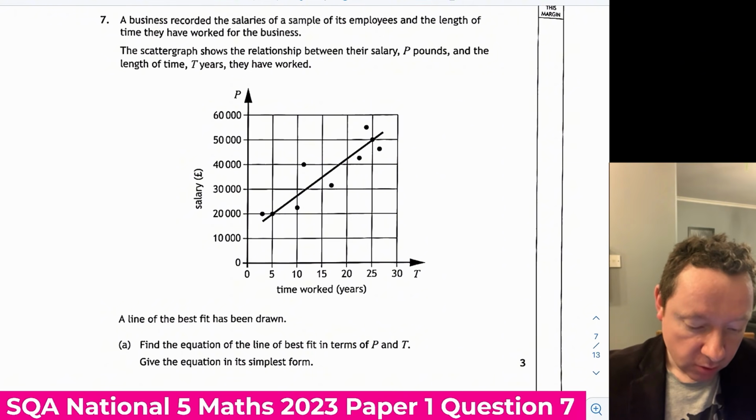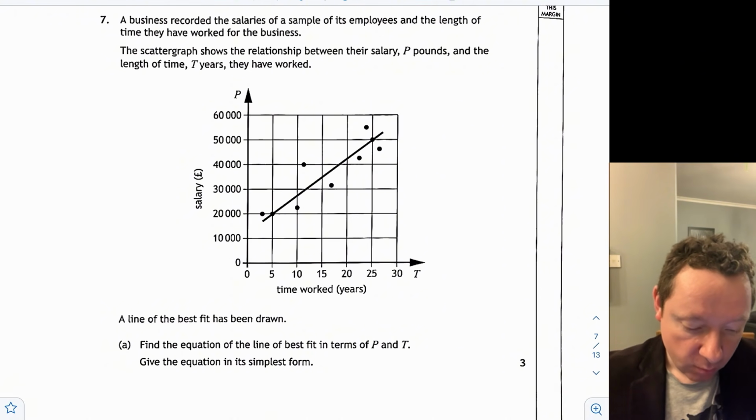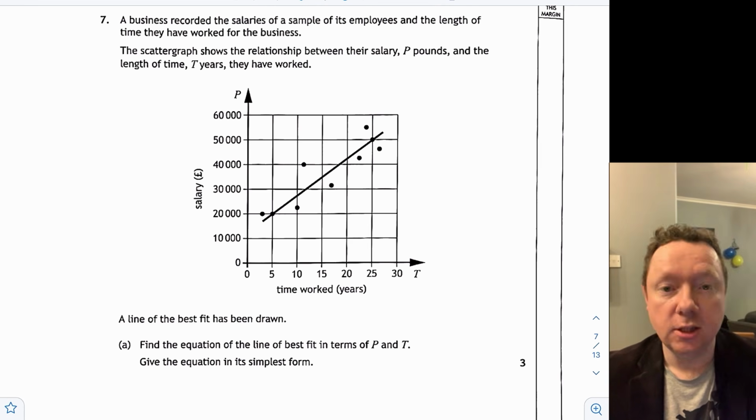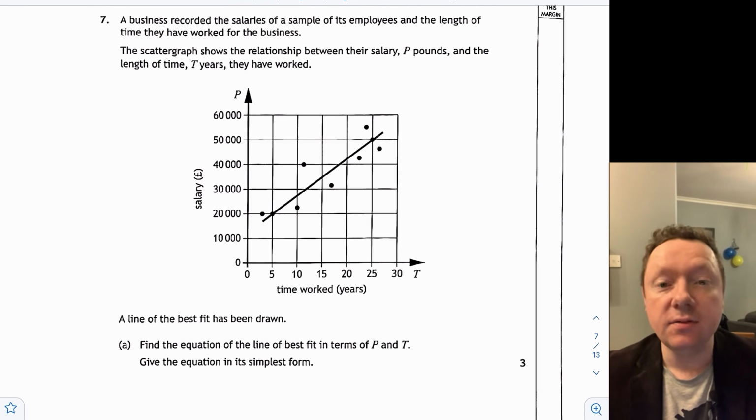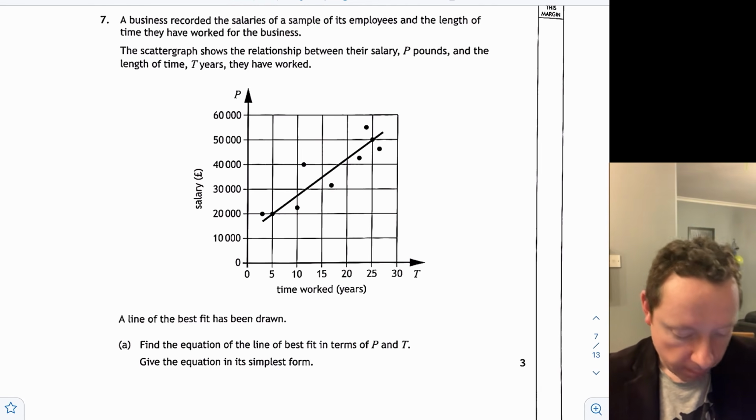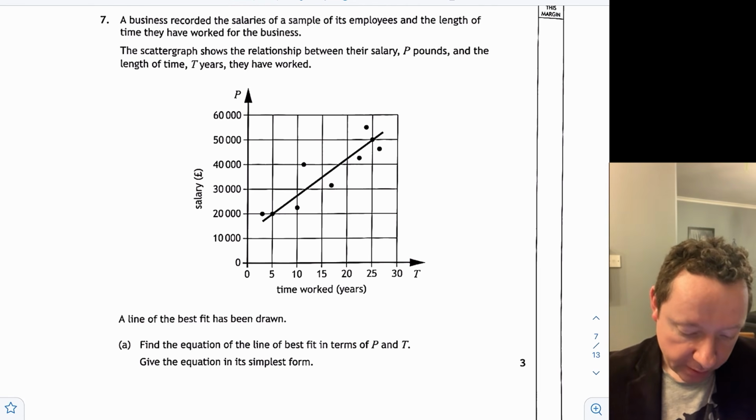National 5 Maths 2023, Paper 1, Question 7. A business records the salaries of a sample of its employees and the length of time they worked for the business. The scatter graph shows the relationship between their salary and the time in years they worked. The line of best fit is shown, so it's a straight line question. Find the equation of a line of best fit in terms of P and T. Give the equation in its simplest form.